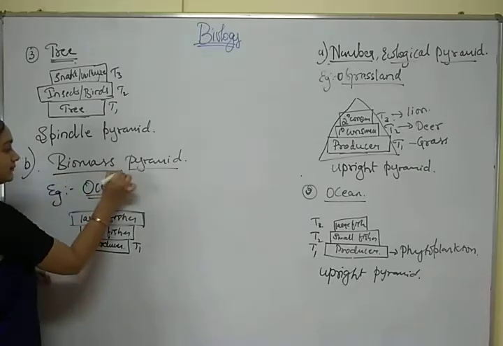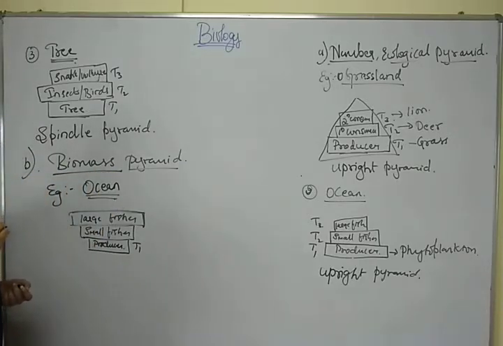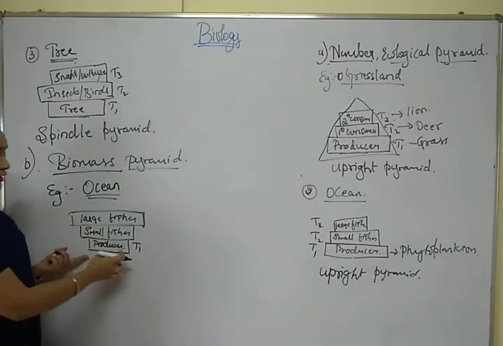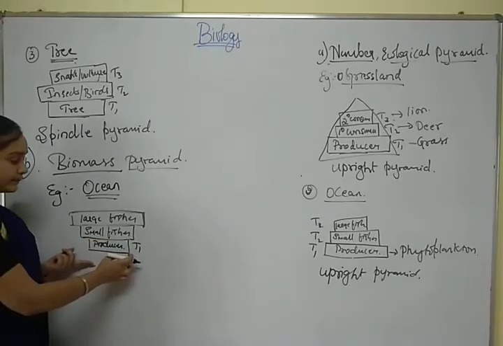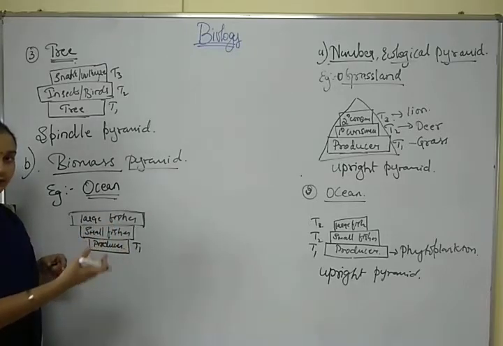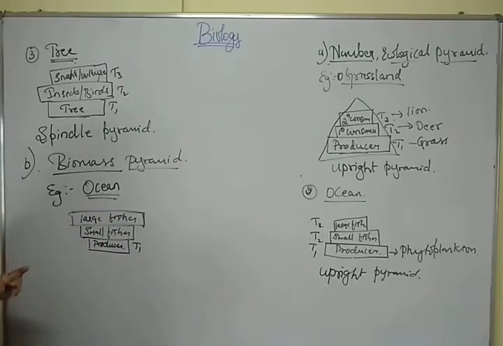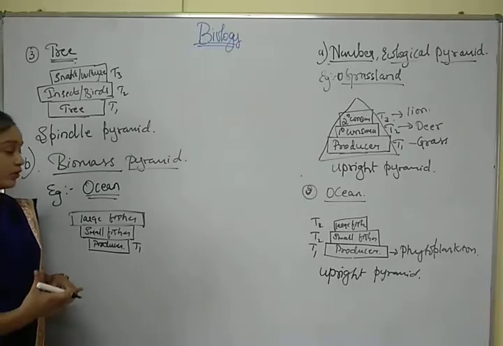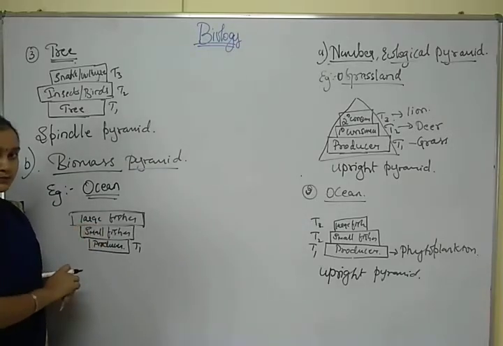Taking it on the basis of biomass, the weight. So the producers' weight is less, followed by the small fishes. Compared to the producers, the small fishes' weight is more. So the large fishes have still more weight compared to the small fishes.